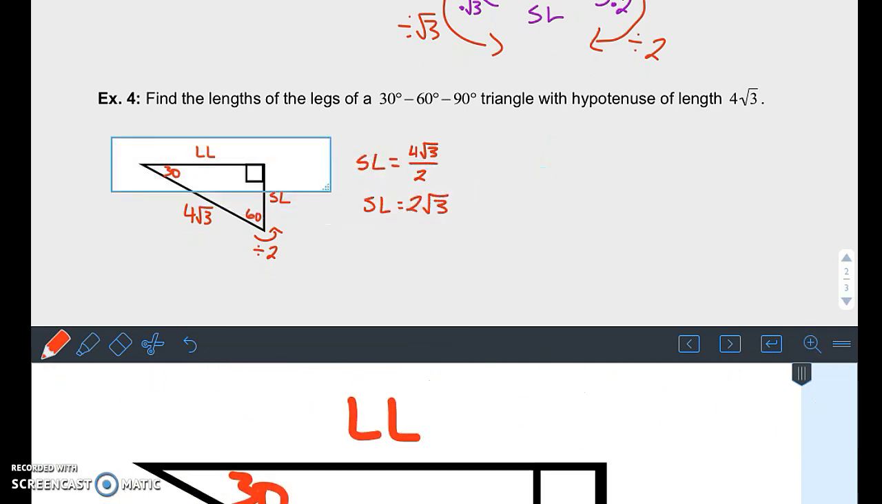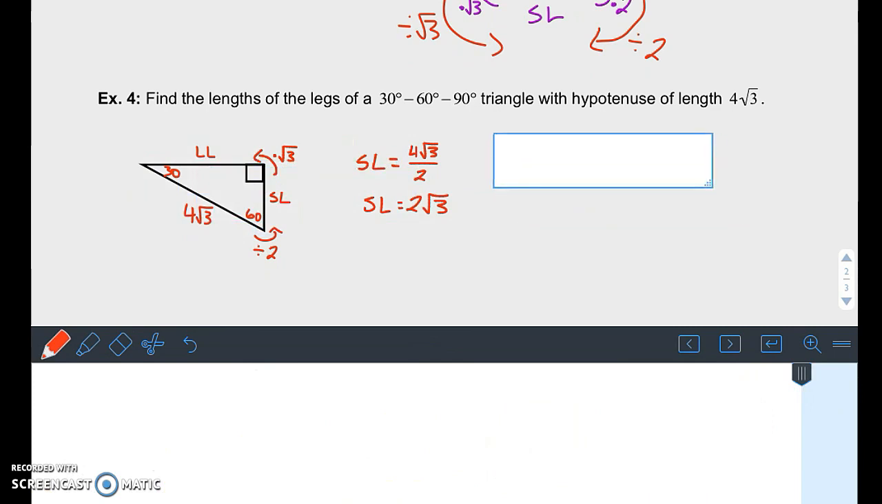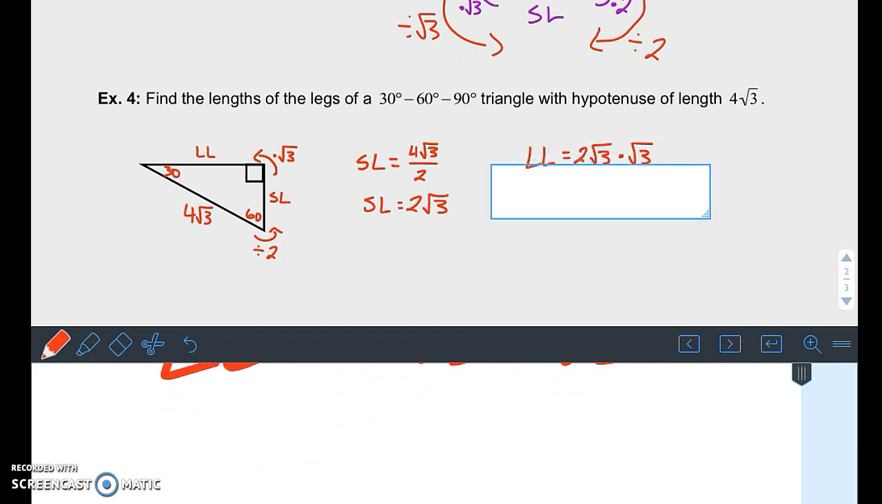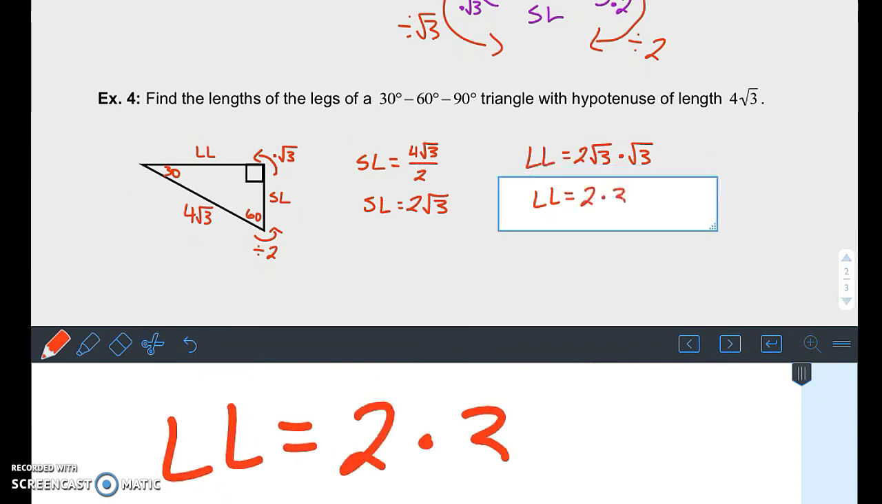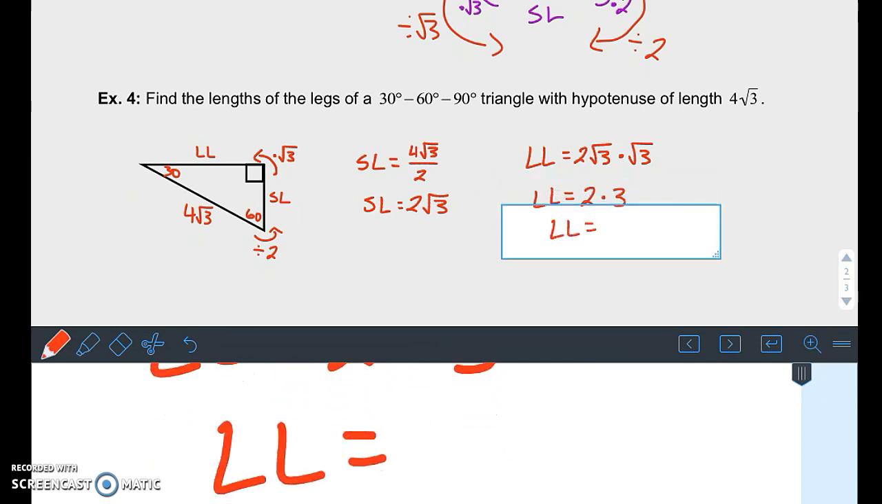And then to find the long leg, remember we cannot go from the hypotenuse to the long leg. That's not okay. So for the long leg, we have to go from short leg to long leg. And in order to go from short leg to long leg, we multiply by radical 3. So the long leg is the short leg, which is 2 radical 3, times radical 3. So you do that, and you get the long leg equals 2 times 3. And therefore the long leg is 6.